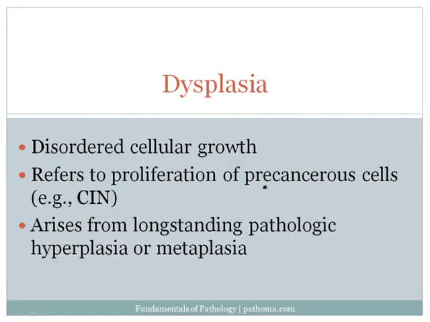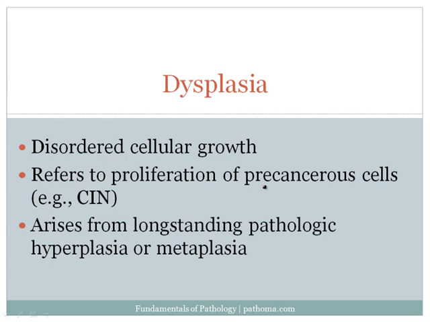The next principle in growth adaptations is dysplasia. Dys means bad and plasia means growth. The idea with dysplasia is that there is disordered cellular growth. For the most part, the term dysplasia is used to refer to a proliferation of precancerous cells. The classic example of dysplasia is CIN. We're all familiar with this in the cervix, cervical intraepithelial neoplasia. Recall that CIN can be subdivided into three types: CIN1, CIN2, and CIN3. And it's important to remember that CIN is actually dysplasia.